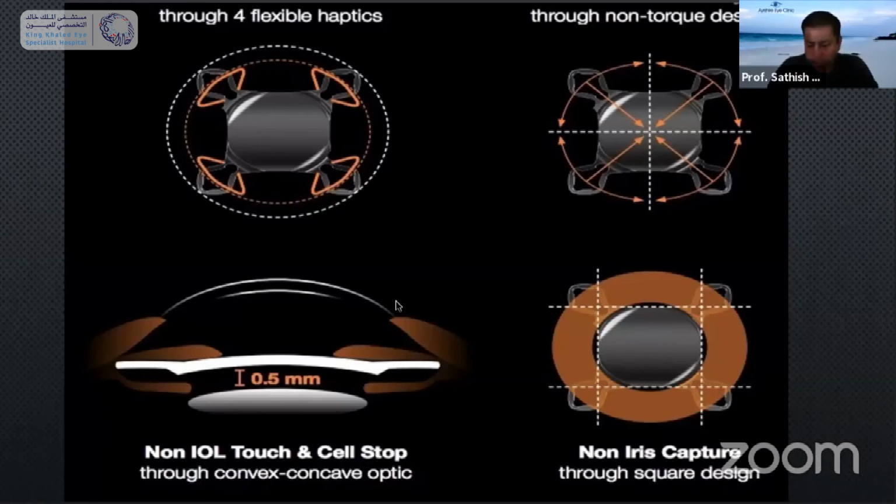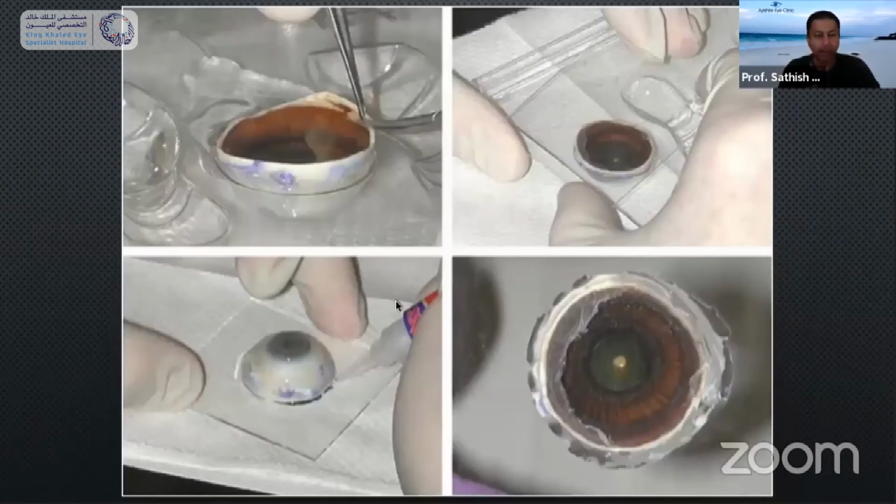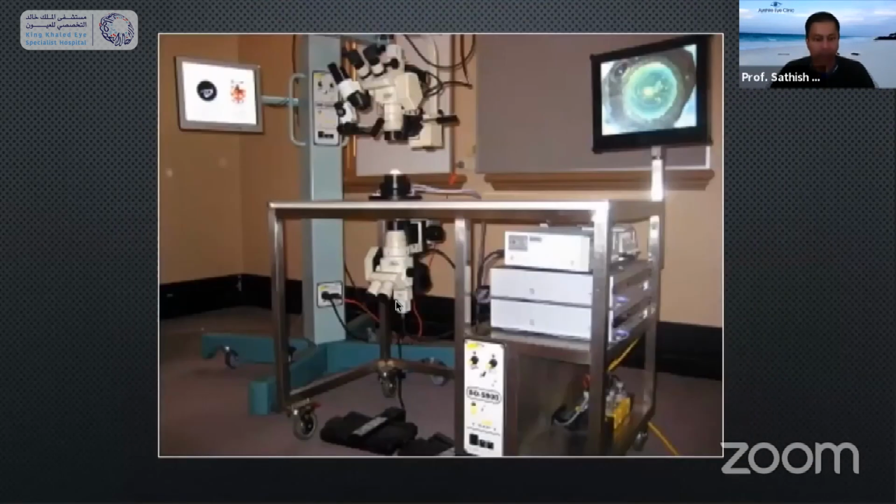And because it has got a square design, it does not cause any iris capture, which is very important because these lenses are in close proximity to the iris surface. So this is a human cadaver study which we performed where we took pseudophakic human cadaver eyes and we dissected them at the equator.